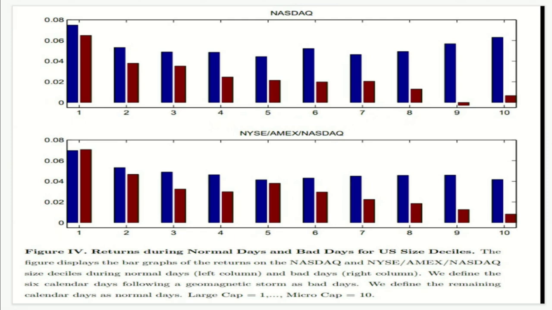They also track the large versus the small caps. Essentially, the smaller the cap of the stock, the more it's affected by these geomagnetic storms. The thesis was that it's likely affecting the mood of the smaller investors, because the smaller investors invest in these smaller micro cap stocks, where the institutions are investing in the larger stocks.